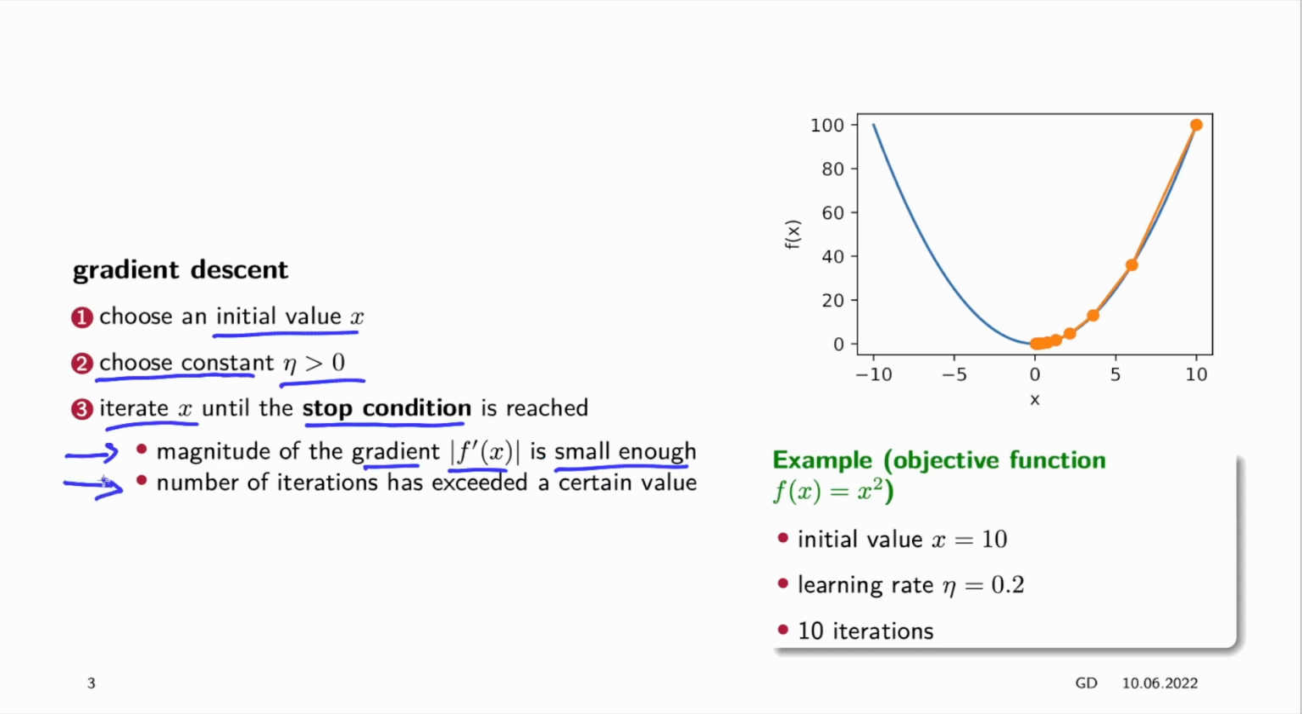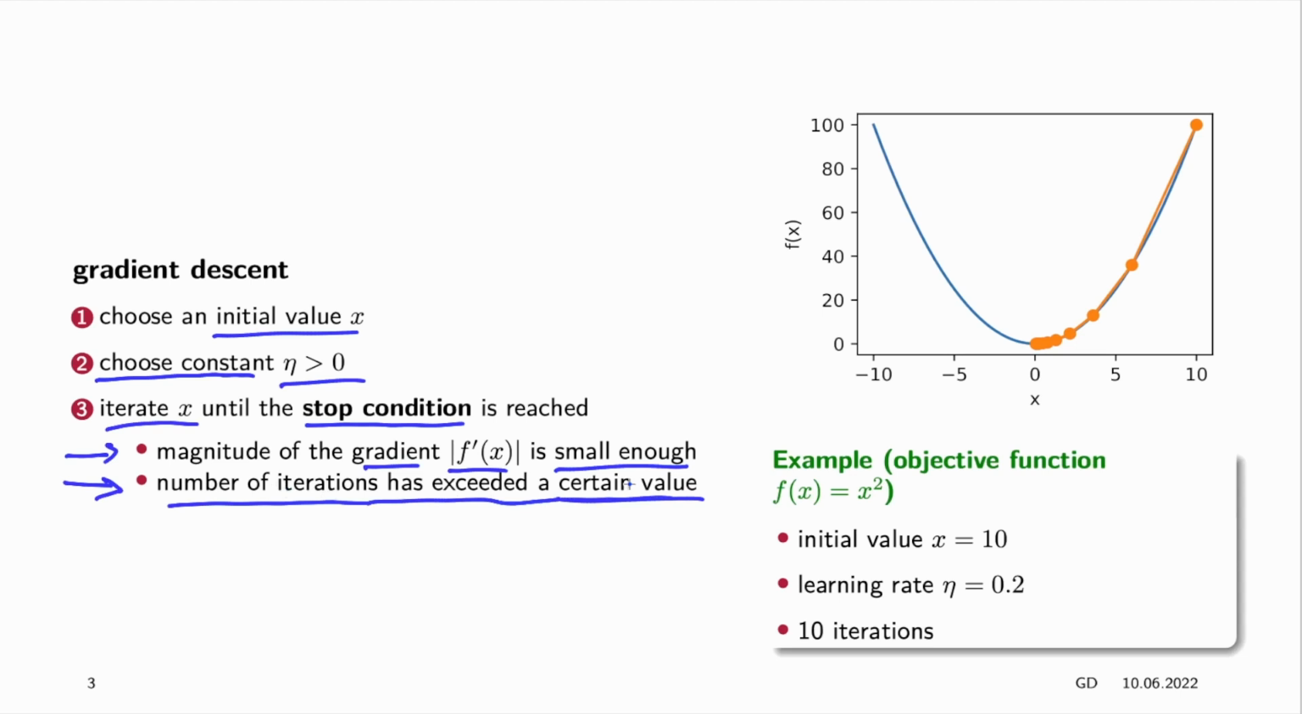Or to avoid this running forever, if the number of iterations has exceeded a certain value, then you would also stop. For example, it could happen if you choose your learning rate too small, you may make very small steps, so we want an alternative update rule. Or if we choose our learning rate too large, then it may actually happen that we don't reach our optimum, as we see. So we need a second fallback criterion to stop.